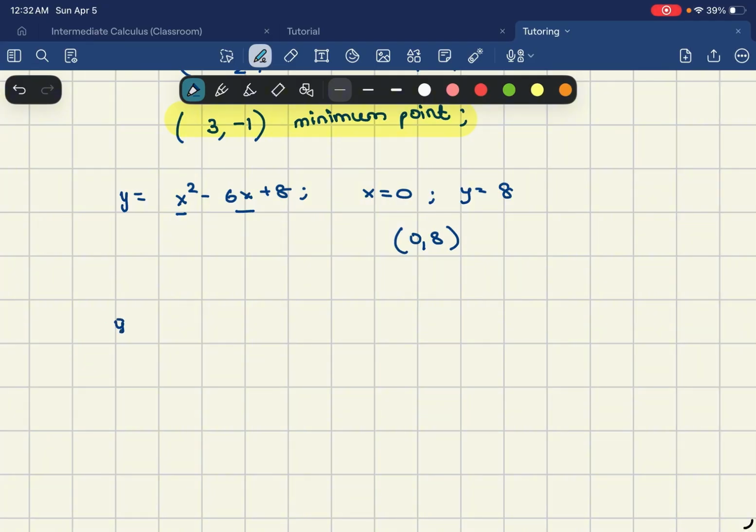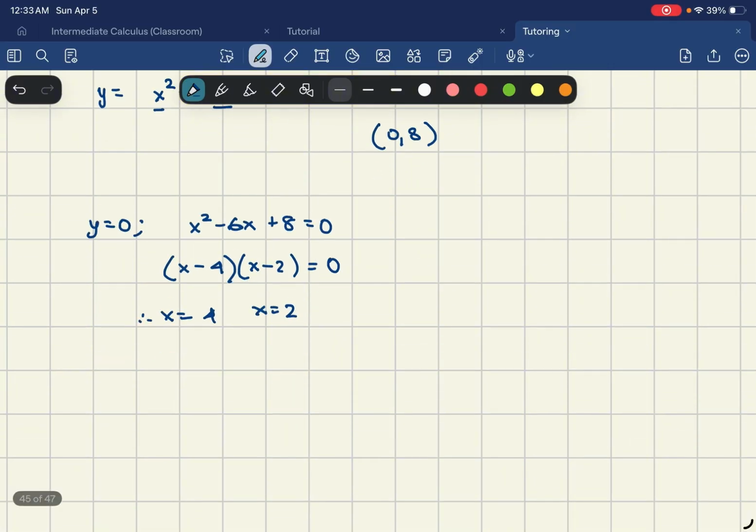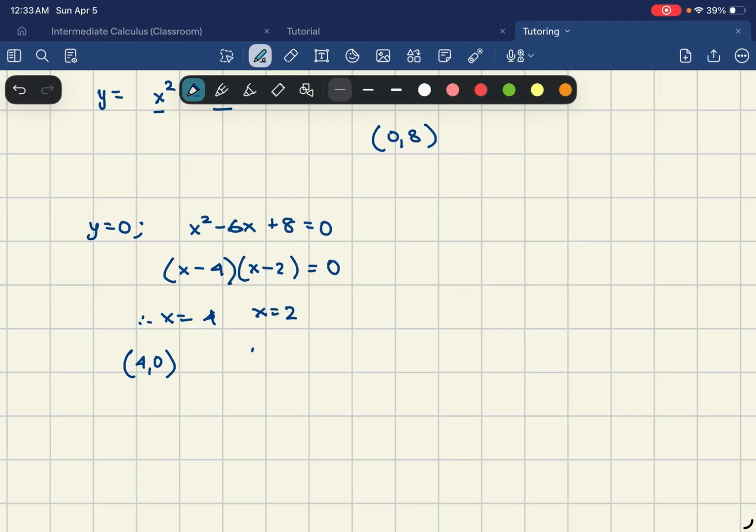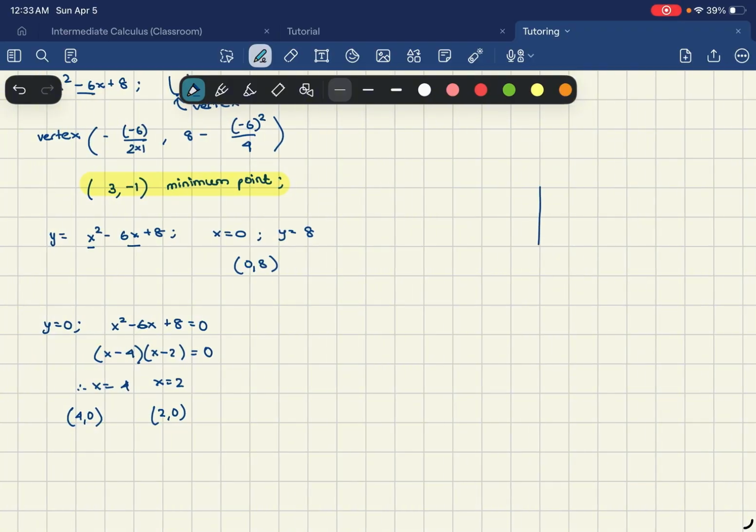And you want to find the x-intercepts. If you want the y-intercept, you put x equal to 0. If you want the x-intercepts, you put y equal to 0. So x squared minus 6x plus 8 is equal to 0. This is something that you can factorize. So you get x minus 4, x minus 2 is equal to 0. Therefore, x is equal to 4 and x is equal to 2. So you have zeros at 4 comma 0 and 2 comma 0. If x is 4, y is 0, and if x is 2, y is 0. So now you can draw a very rough sketch for the graph.